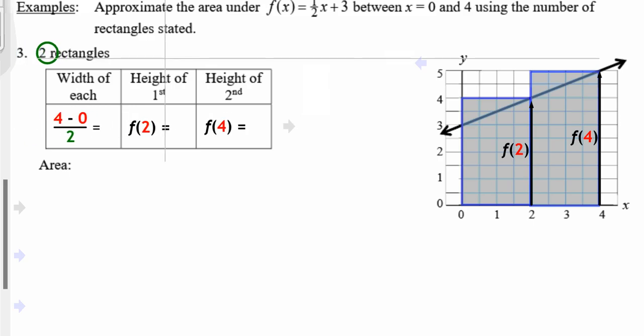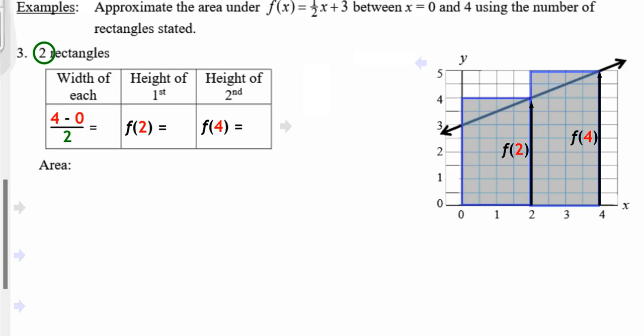Here we have 2 rectangles, and we could just look at it and say the width was 2. But if we think of what we're going to calculate, because we're going to do this multiple times, I'm going to take 4 minus 0, that total width, and divide by 2 rectangles. That gives me the width of each one, which is 2. The height of the first one, f of 2, is 4, and f of 4 is 5.